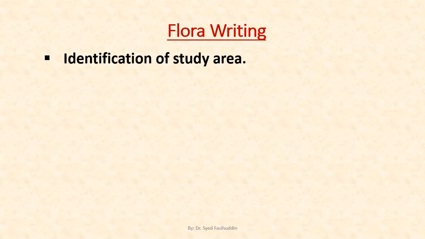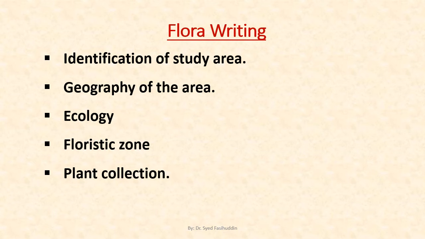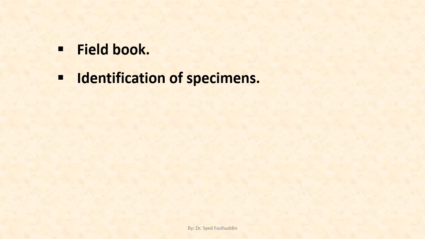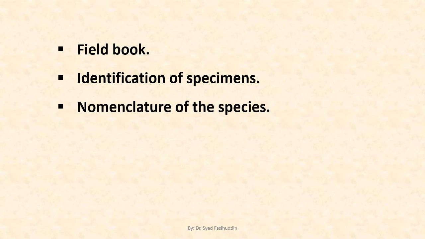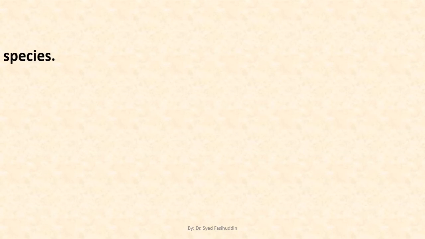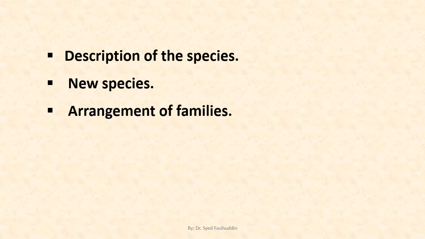Flora writing. The first point is the identification of the study area, and the second one is the geographical information of the study area and the ecological information, and thirdly the forest zone, collection and maintenance of fieldwork, identification of specimens with the help of keys and floras, nomenclature of the species, author citation, botanical keys, description of the species, a new species, arrangement of families according to an accepted system of classification.